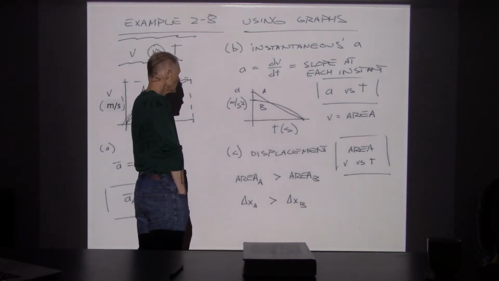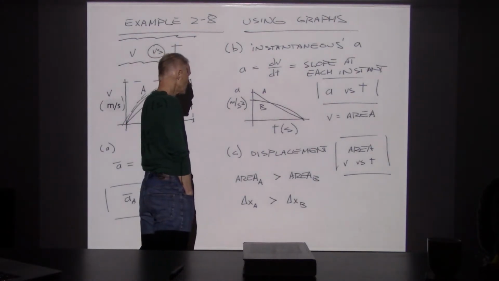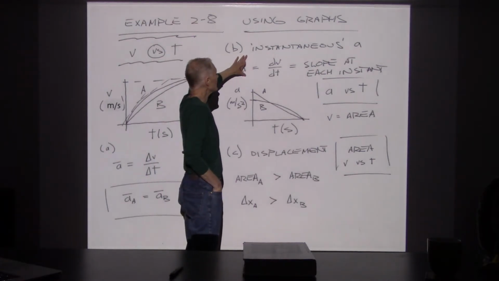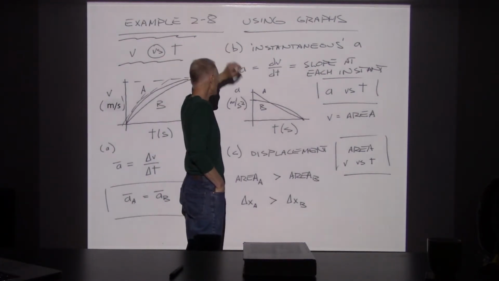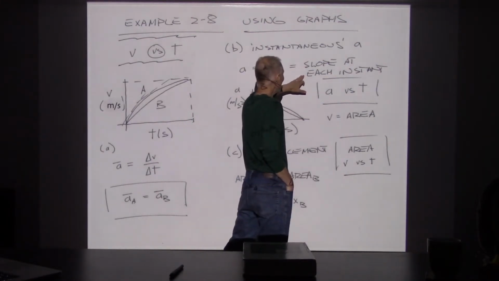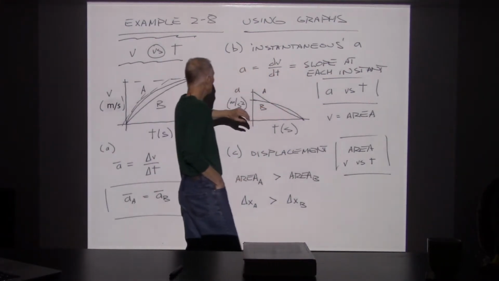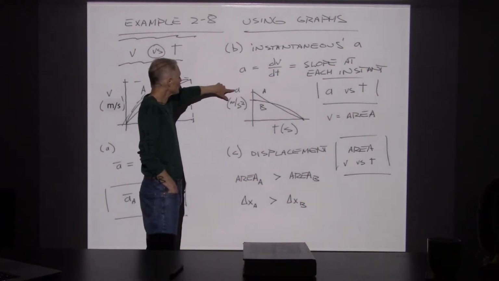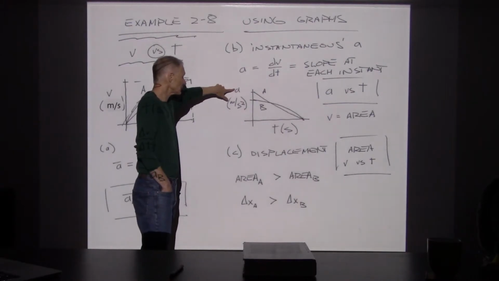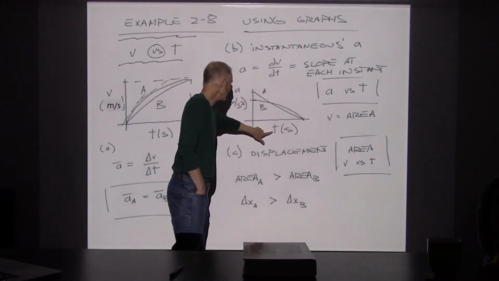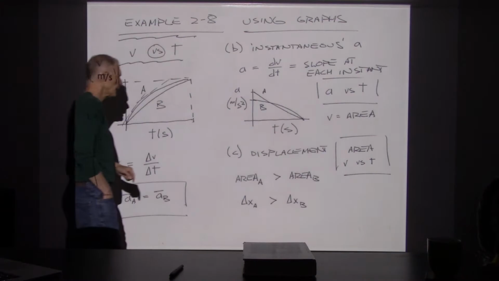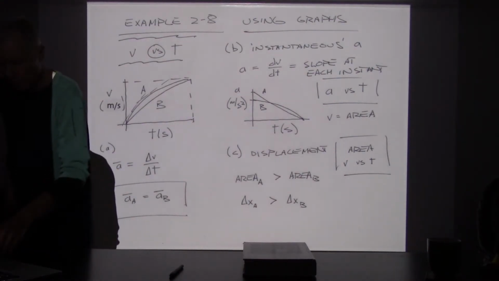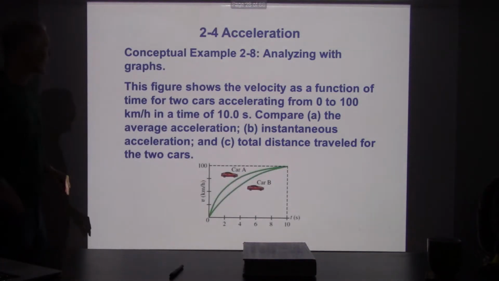Now, for part B, the instantaneous acceleration, same thing we talked about. The slope at each instant. So what I tried to do was take an acceleration as a function of time. What that required me to do was to go back and take a look at this graph.